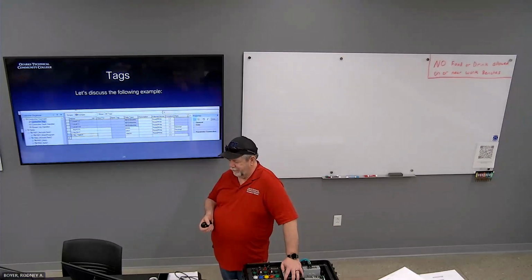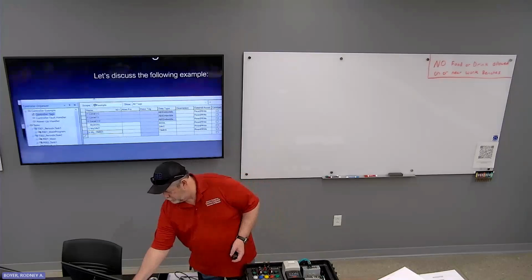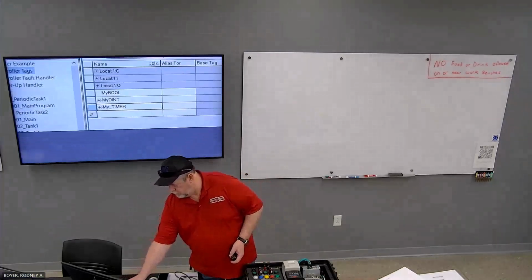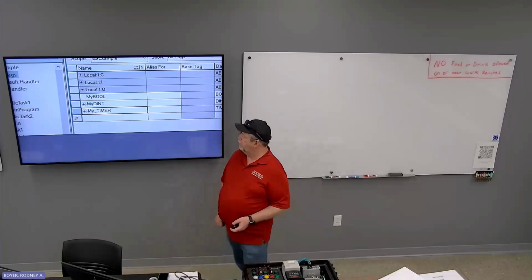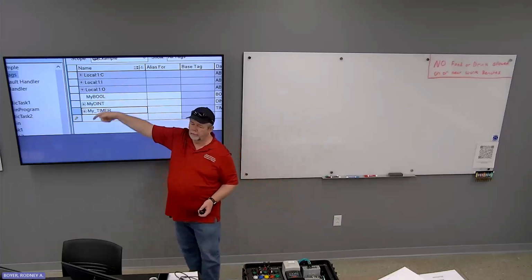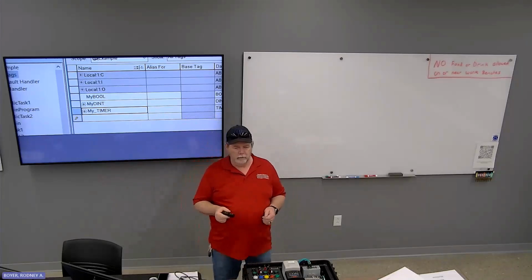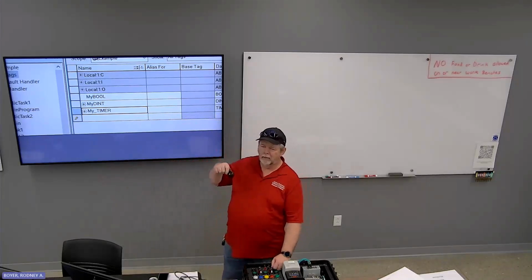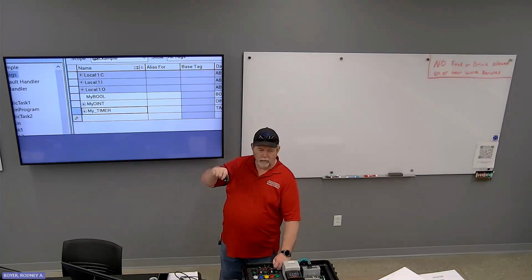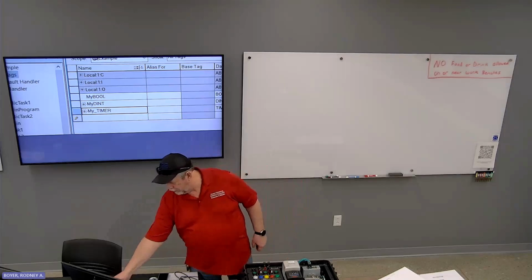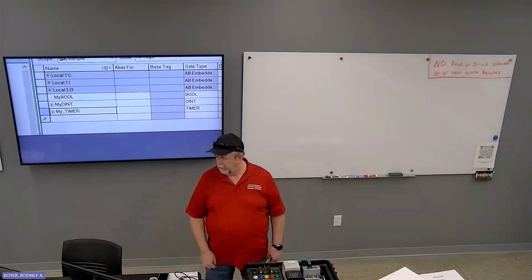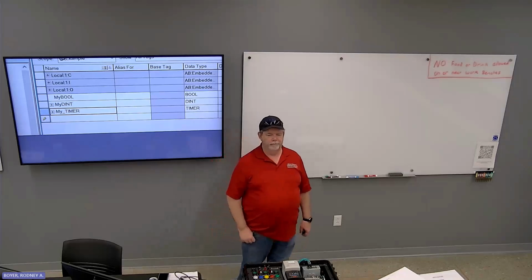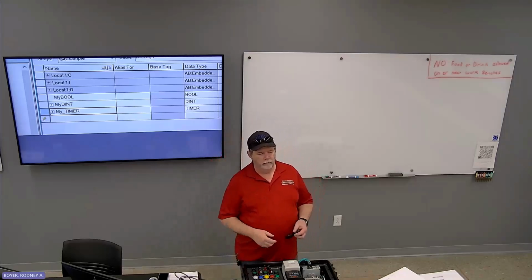Tags. Let's discuss the following example. The ones that are in gray here are automatically defined when you add IO to your rack. Okay. My bool there is a Boolean data type. Take a bit, on or off. Boolean.